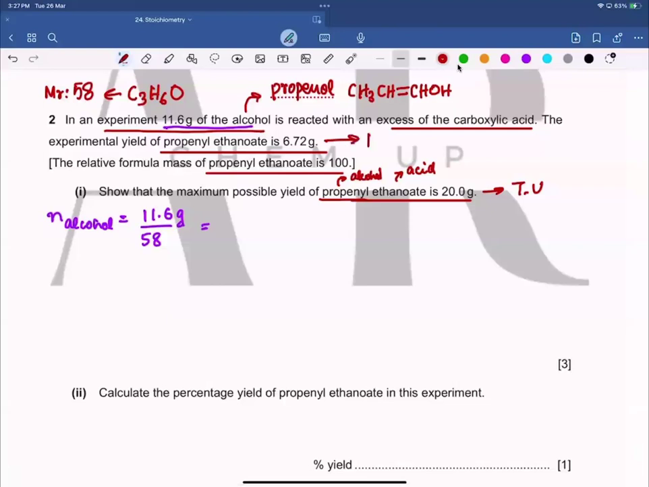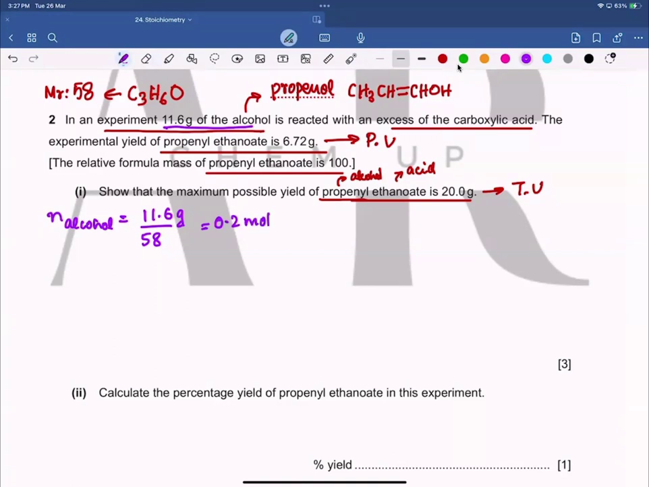That is practical value or experimental value? Yes. 11.6 divided by 58. 0.2. Can anyone cross check, please? So we got 0.2, yes, sir.